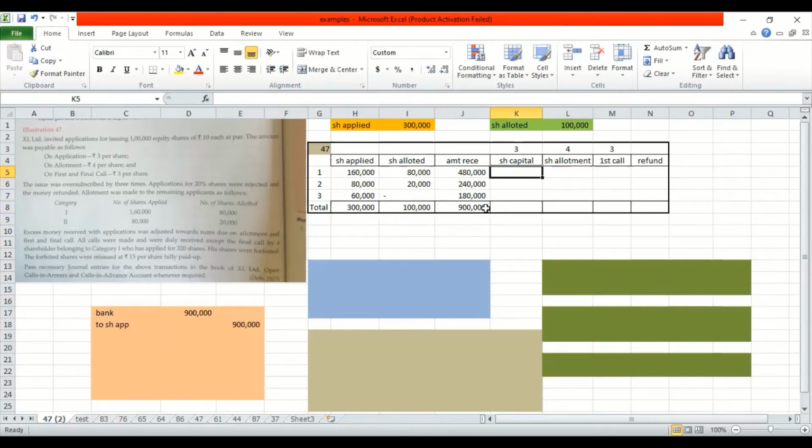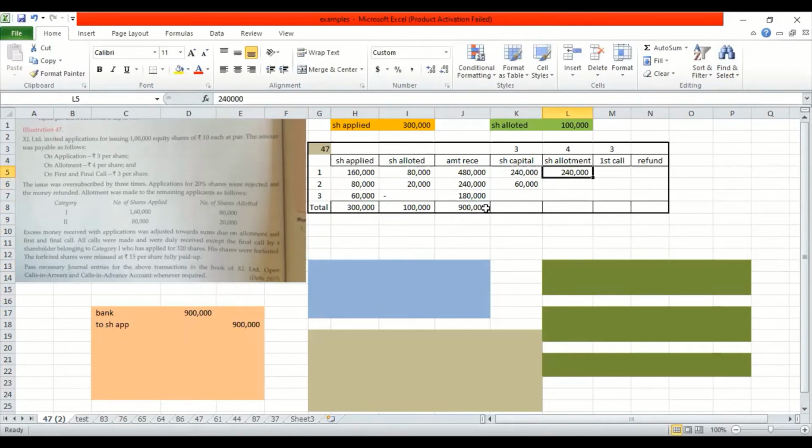Share capital. What is the amount you will transfer to share capital? For this, you have to look into the allotted shares. 80,000 into 3, 8 3s are 24, 8 2s are 60. This is how I can transfer. Now 4 lakh 80 I received, 2 lakh 40 I put in share capital. What is remaining? 2 lakh 40,000.